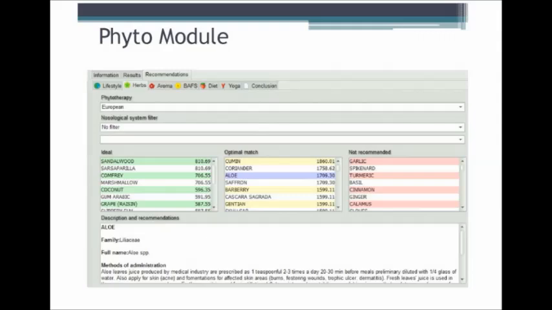And we can pick herbs not only according to the constitution of the person, but we can also evaluate how the energy of a certain herb will affect the energy of a certain person by looking at the numbers in front of the herbs.